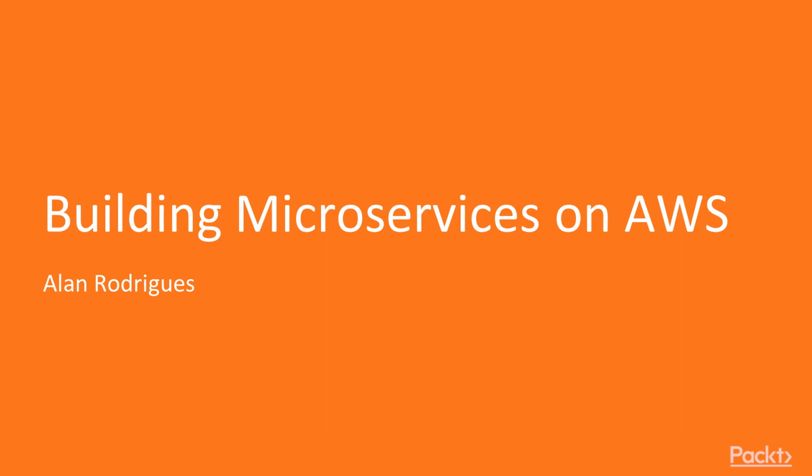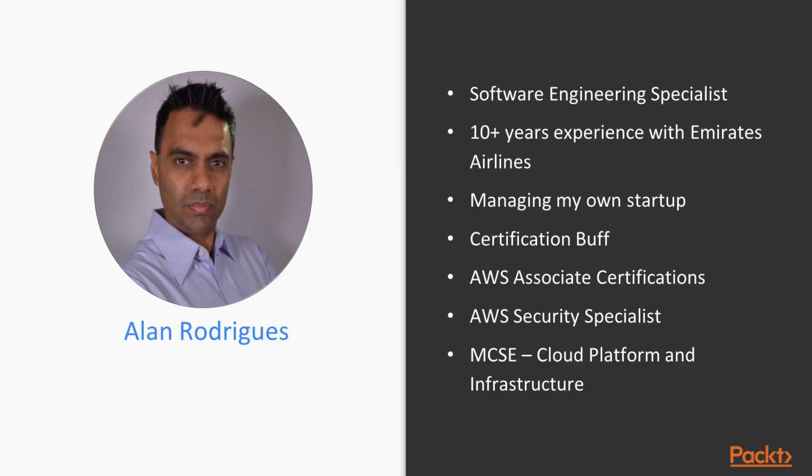My name is Alan Rodrigues. So I'm a software engineering specialist. I have around 10 plus years experience working mostly in Emirates Airlines. I'm currently managing my own startup company. Now I'm a big certification buff. I have a lot of certifications against my name. So currently I'm certified as an AWS associate in all the 3 levels of associate level certifications. I'm also certified as an AWS security specialist. And on top of that, I've also certified myself on the Microsoft Azure platform.